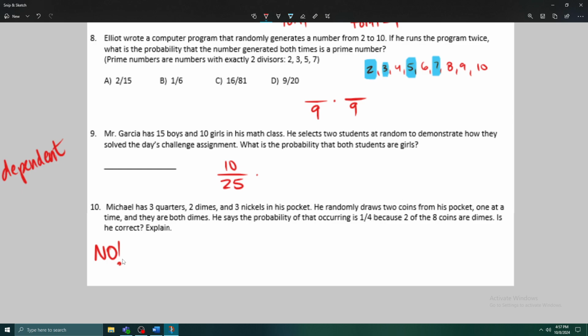He's not correct. He's correct in the sense that for the first coin he draws out of his pocket, that will be the odds of getting a dime. The probability of the first time. But for the second coin, that probability is going to change, right? Because once he pulls 1 dime out, there's no longer 2 dimes in his pocket. Now there's only 1 dime in his pocket. And there's no longer 8 total coins, there's only 7 total coins. So take that how you will. Give me a wonderful sentence explaining exactly what's happening here.